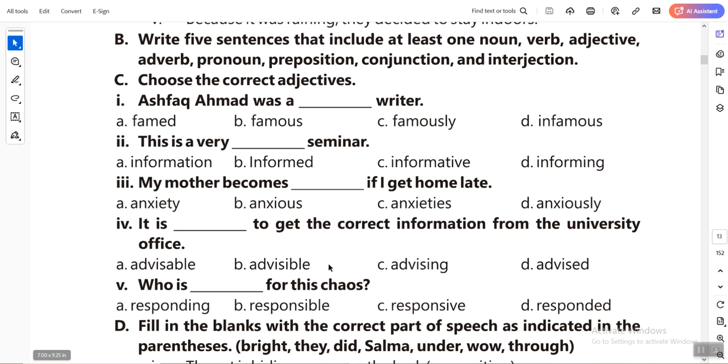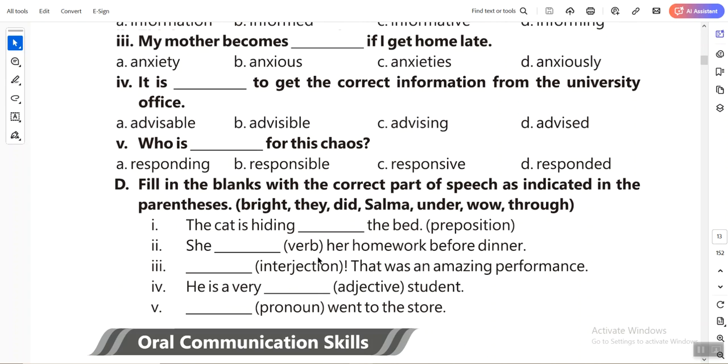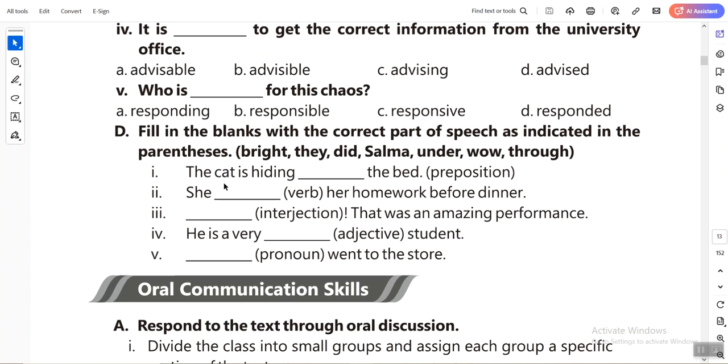Done? Understand everyone? So let's move to question number D, that is fill in the blanks with the correct part of speech as indicated in the parentheses. It means in these brackets there are some options, like prepositions, and you have to write them down over here.